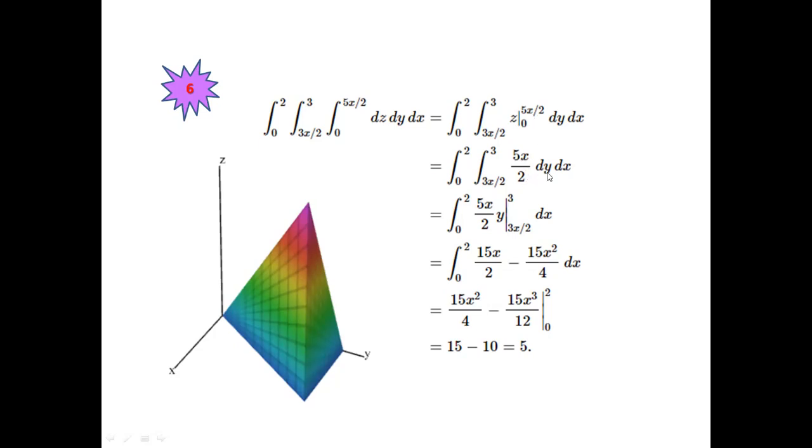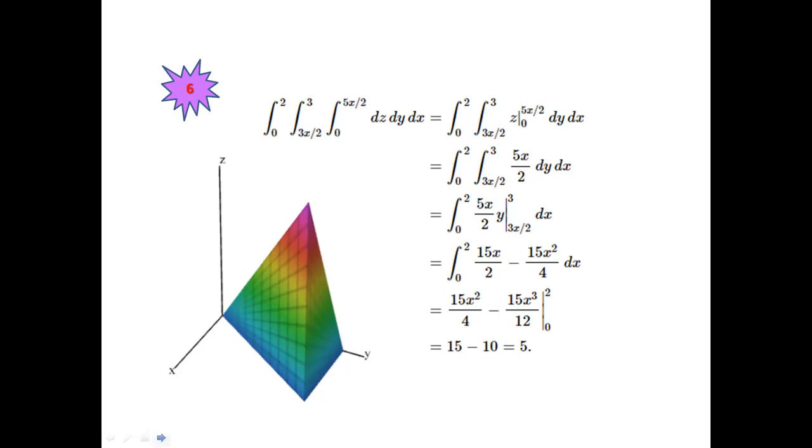Then we integrate with y. So 5xy over 2. We substitute the limits 3x over 2 and 3. That would give us these two expressions. Our last integration process would be in terms of x. So this would be 15x squared over 4 and 15x cubed over 12. If you substitute 2, because 0 will automatically mean this is 0, that would give you a 5 for the volume of this particular tetrahedron.